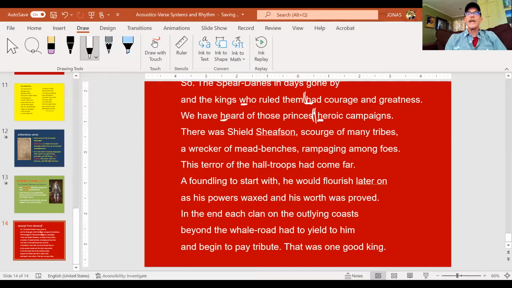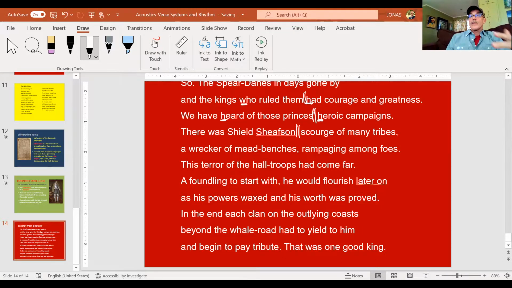"There was Shield Sheafson." Now here in this line, you'll see that the punctuation gives you a heads up as to where the caesura is going to show up. So we're going to go ahead and mark it. Boom and boom. Okay. "Shield Sheafson, scourge of many tribes."